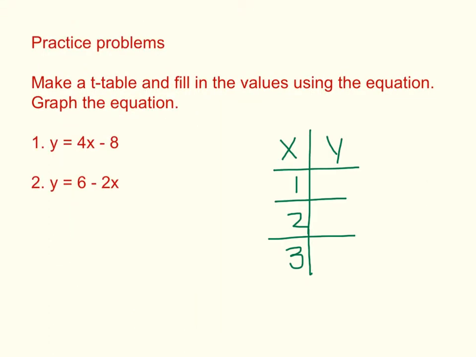Okay, you're going to do the same thing for these 2 practice problems using the t-table and graph the equation. Don't forget a word problem or a question and rate your understanding.